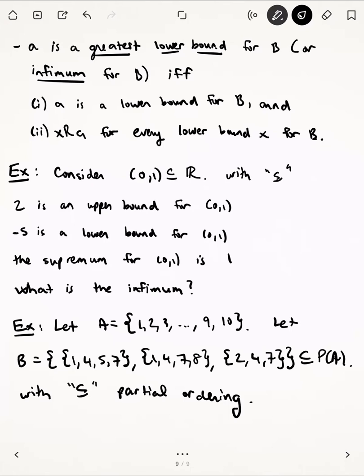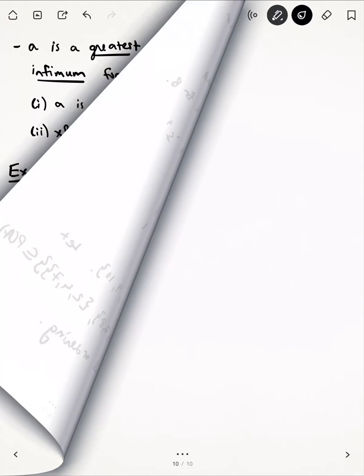So now we ask ourselves, what is the infimum? What is the supremum? What is a lower bound? What is the upper bound for this? And so on and so forth. Okay, so you think we can do this? So let's do it.